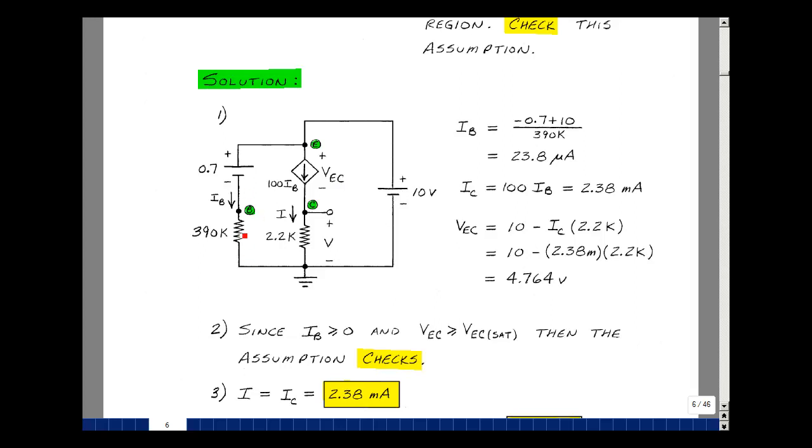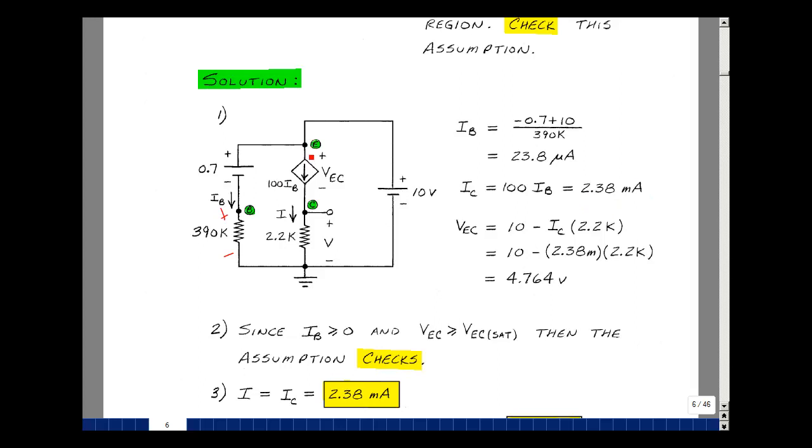Let's find the current in this resistor. It's going to be the voltage across this resistor. So just go around the loop. The rise in voltage then would equal the drops of minus 0.7 and plus 10. Divide that by 390K and you get the current coming out of the base, which is 23.8 microamps. We're going to multiply that by 100, which is 2.38 milliamps.